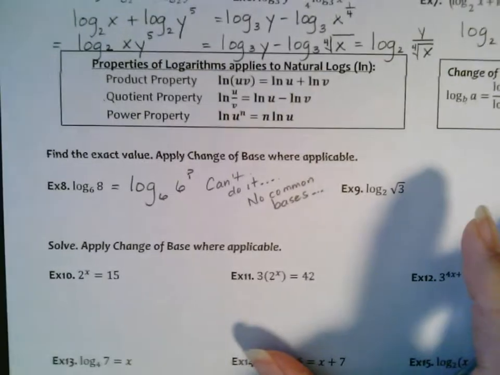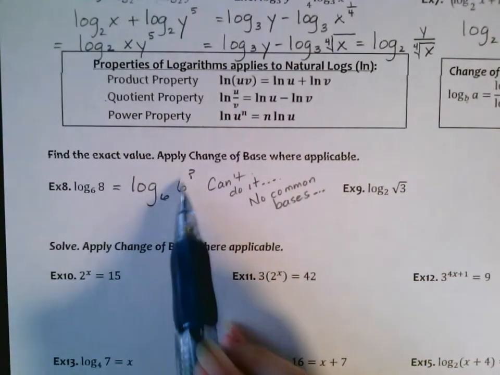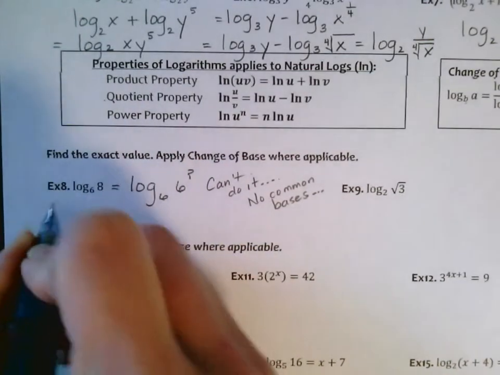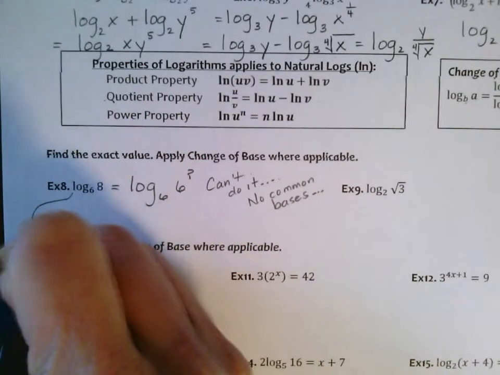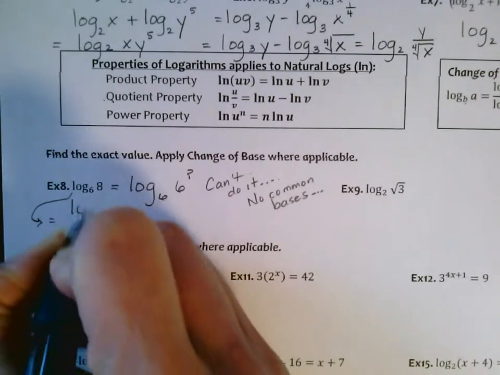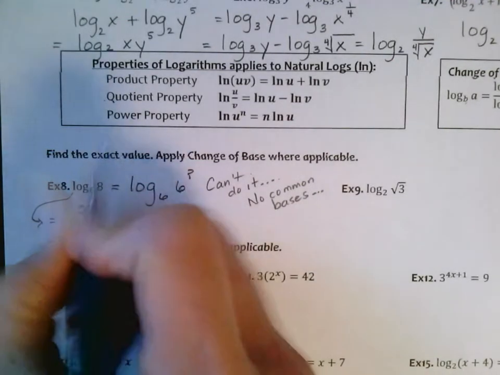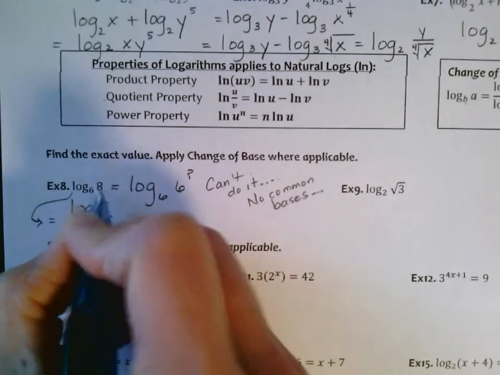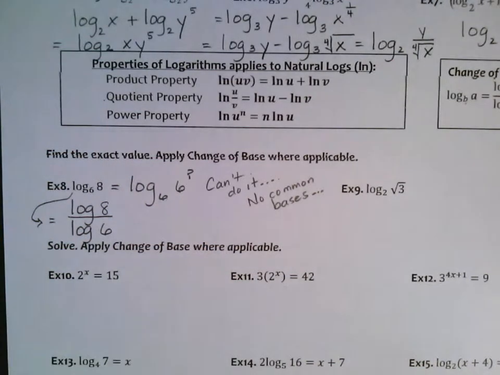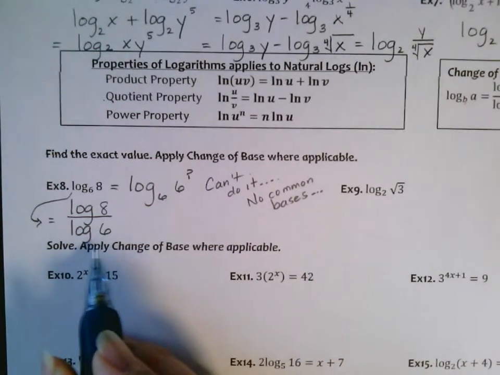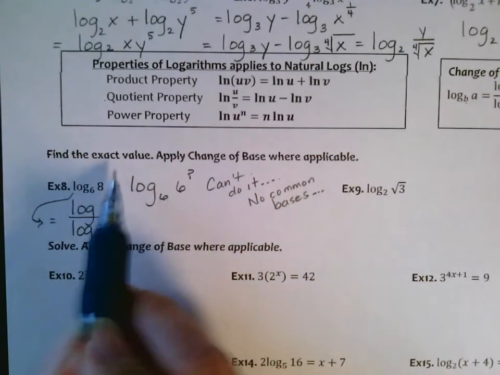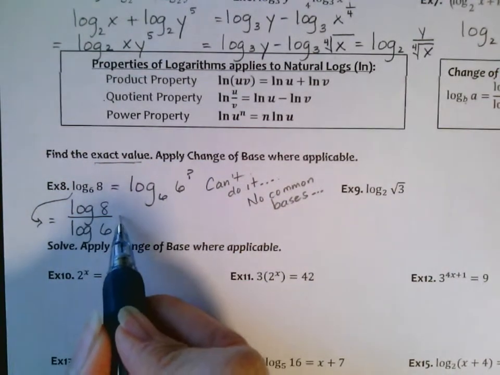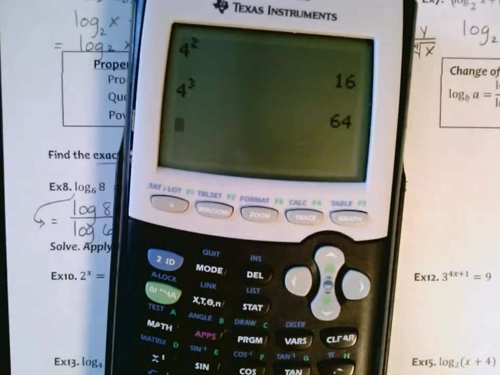Since we failed to get the bases the same, rewrite it as log, with an invisible base 10, of this number over log, with an invisible base 10, of the subscript. And you're done. All you do is put this in the calculator. You don't have to, because I'm telling you to find the exact value, but if you wanted the approximation, here's what it would look like. You would just do the log of 8 divided by the log of 6.